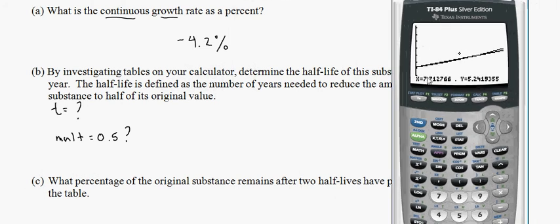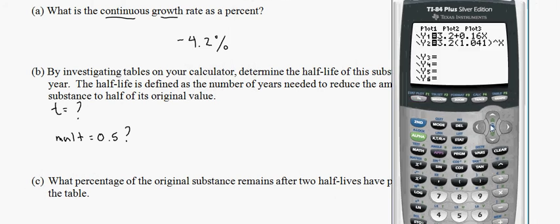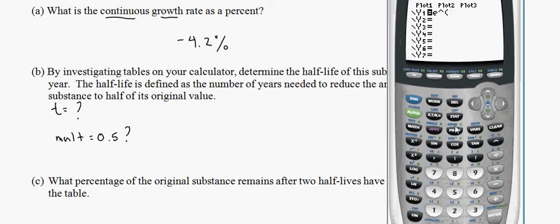Alright, let me go into my y equals. Let me clear out anything I don't need, which is everything. Let me go into y1 and let's put this in: e raised to the negative 0.042x. I gotta grab my negative button, I can't even see it on my calculator. I'm not going to put in an initial amount because I really can't.